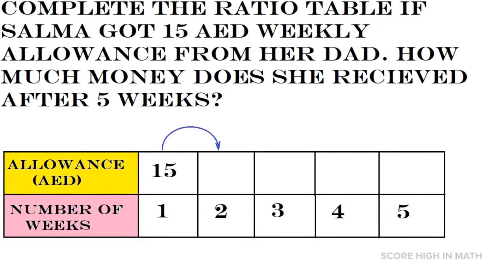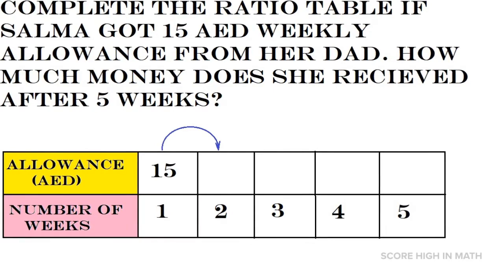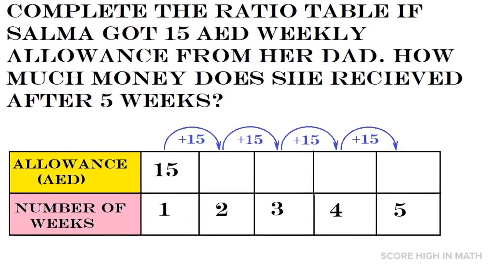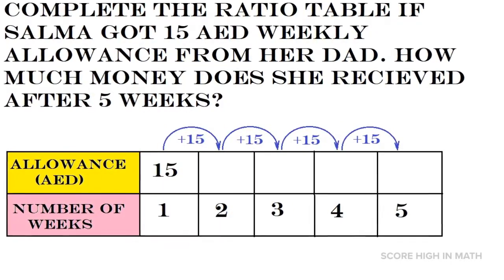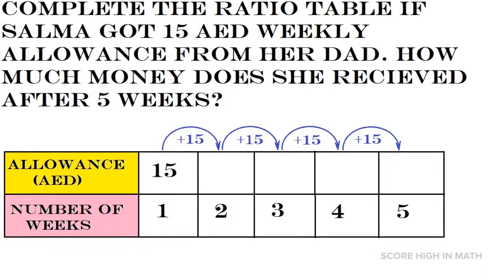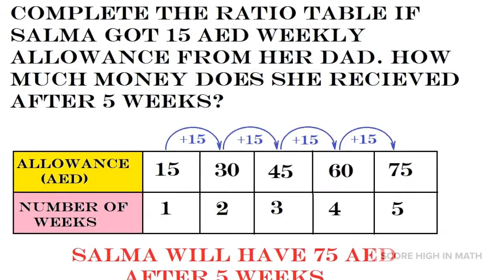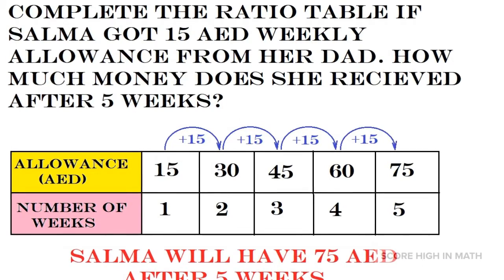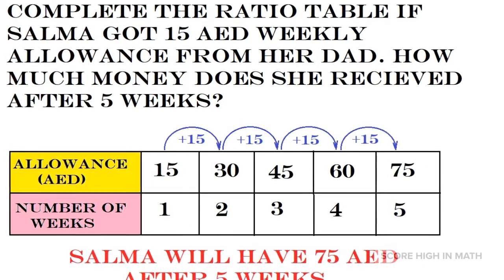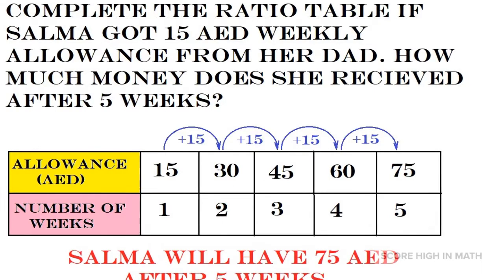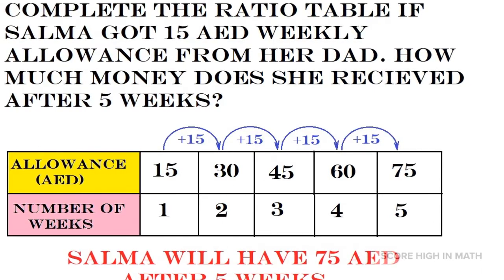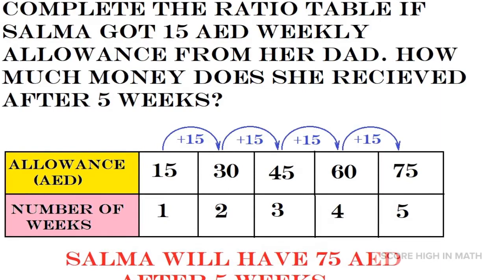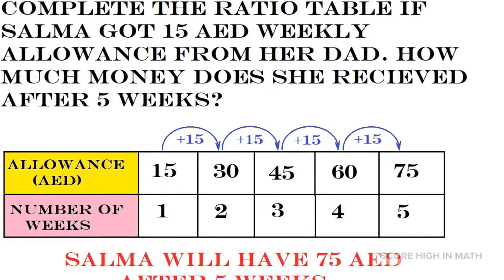So, the first week, we have 15 dirhams. To make it easier for you, let us just repeatedly add 15 each week. So, 15 plus 15 will give us 30. 30 plus 15 is 45. 45 plus 15 is 60. And 60 plus 15 is 75. Therefore, Salma will have 75 dirhams after 5 weeks.